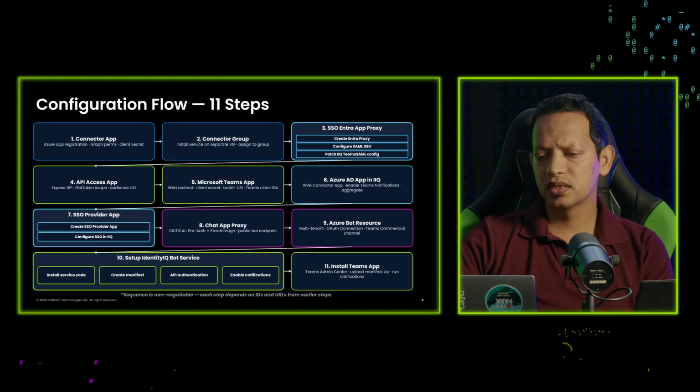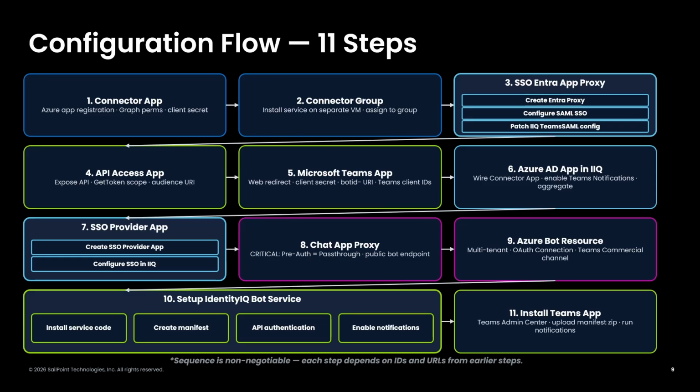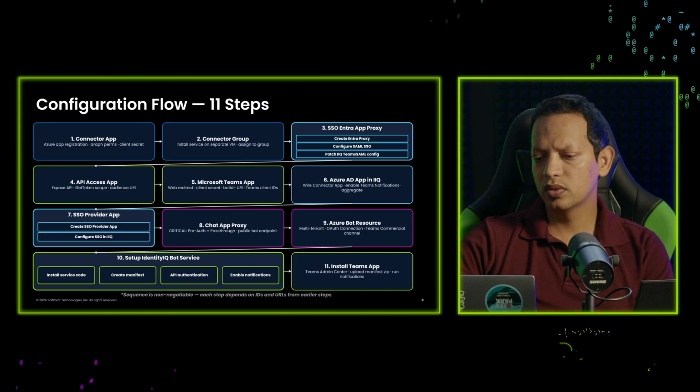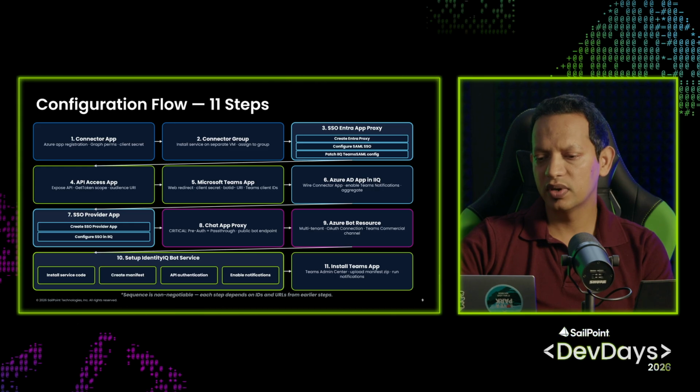Now the next one is the connector group. You need to install the connector app proxy service. It's an exe file that you run on a separate VM, and that enables you to have a connector proxy so that everything can be done through the application proxy. In my demo, I had only one connector server in the group, but in production, you will definitely want to have multiple servers for high availability.